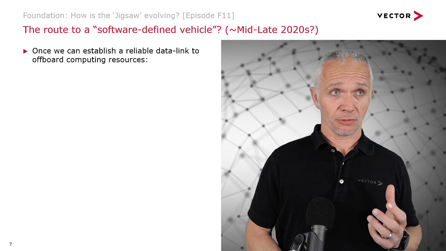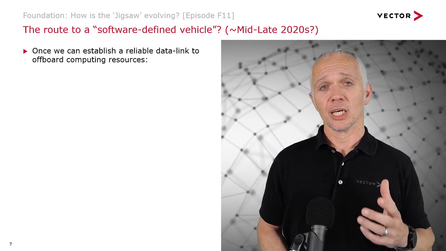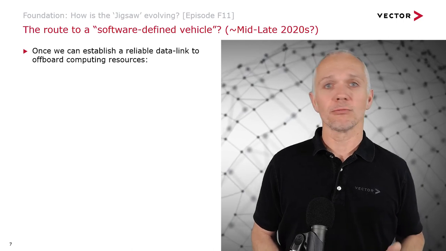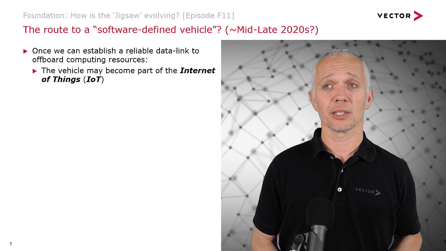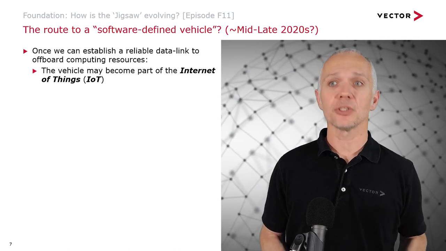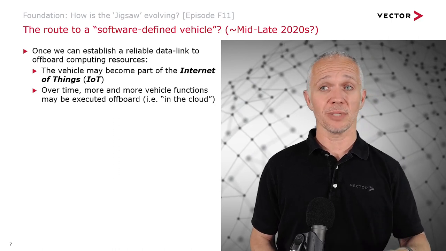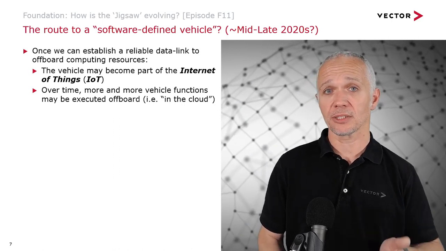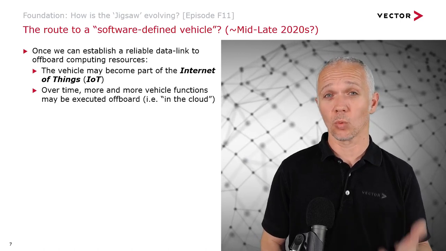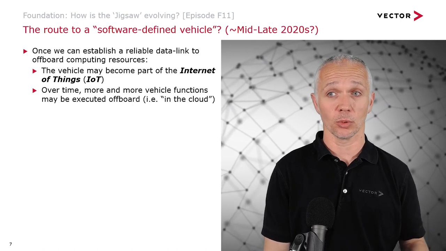And once we have all this in place, our software-defined vehicle becomes a possibility. We need a reliable data link to off-board computing resources, and this means that the vehicle may become part of the Internet of Things, or IoT, which you may have heard of. Over time, more and more vehicle functions may be executed off-board in the cloud, to use the jargon. So our predictive traction control function is just one example of something that may happen off-board.